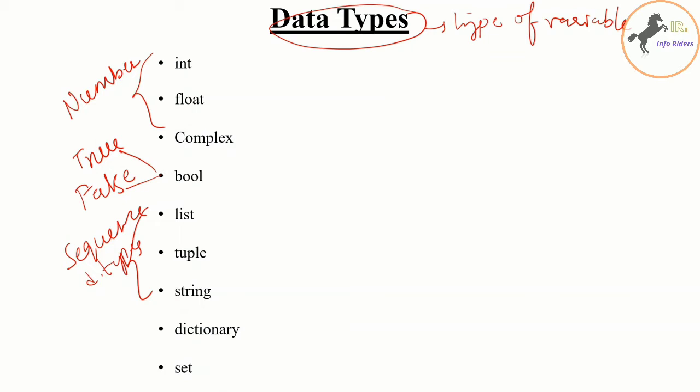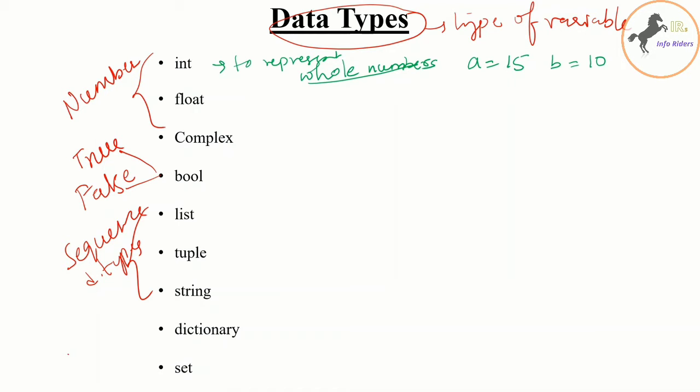Let me give an example for the int data type. Here int is used only for the whole numbers, to represent the whole numbers. For example, a is equal to 15, or you can write b is equal to 10. This is an example for the int data type.